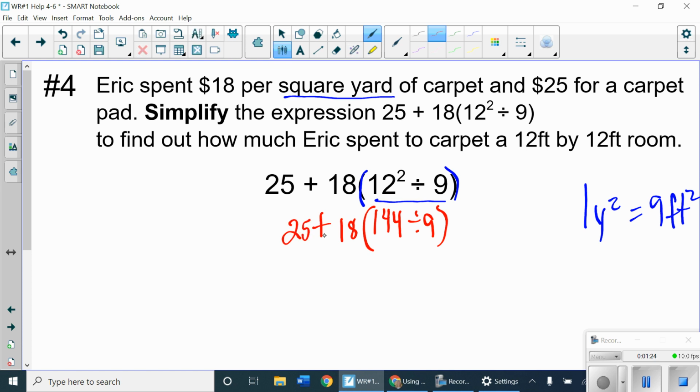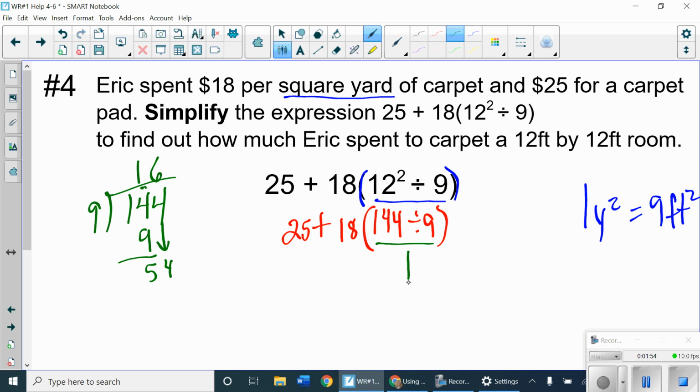All right, now we have addition. This is multiplication, but inside the parentheses we still have an operation, so we have to do that first. 144 divided by 9. Remember, no calculators. 9 goes into, we're going to start right over that 4. 14 is once. That is 9. 14 minus 9 is 5, and this is a 4. 9 goes into 54 exactly 6 times. There's no remainder. So our answer is 16.